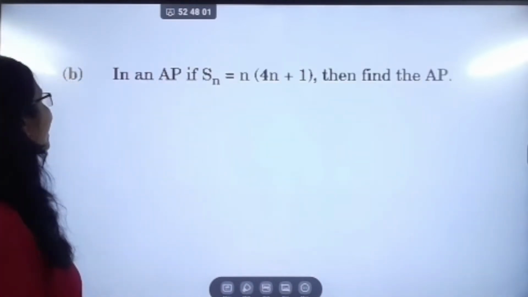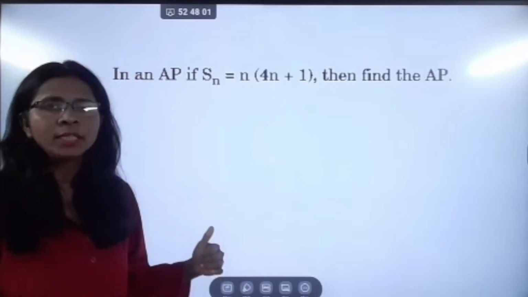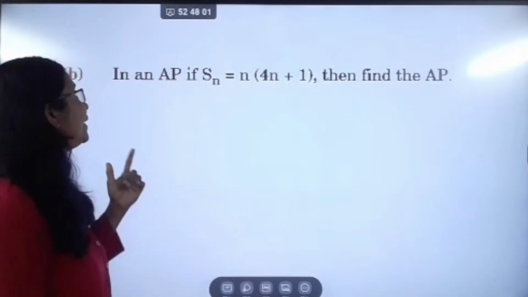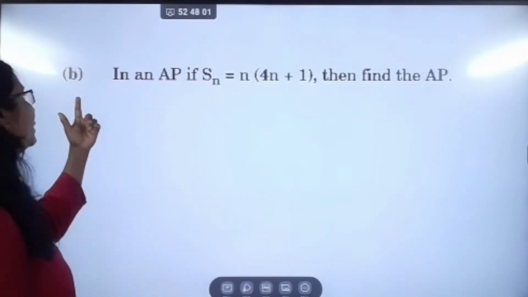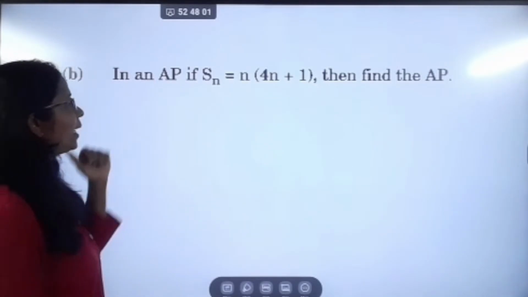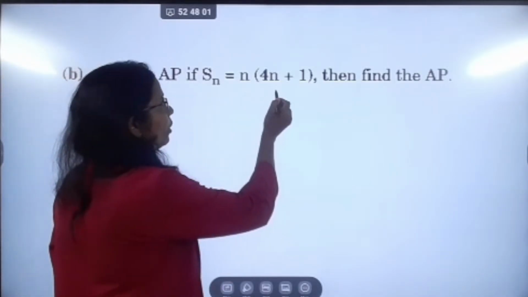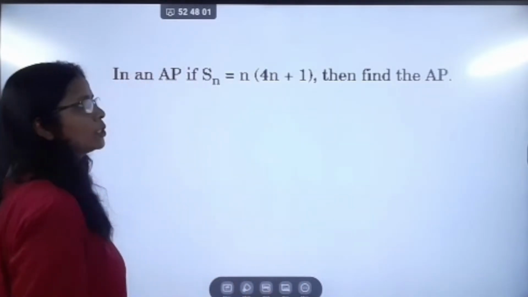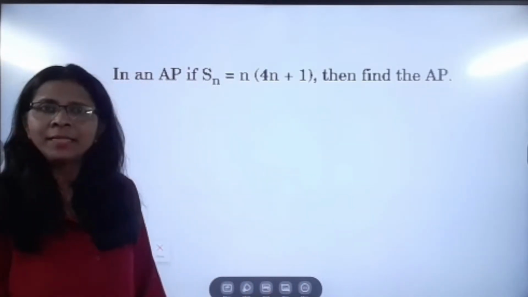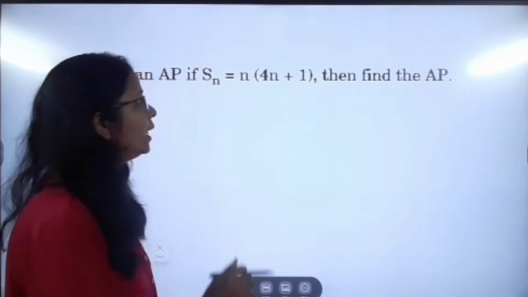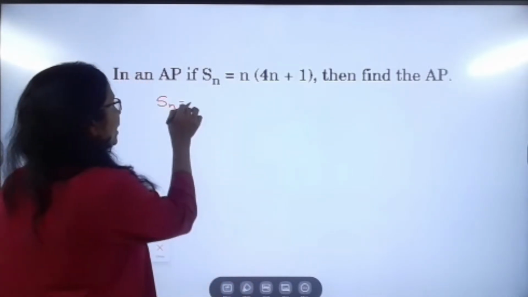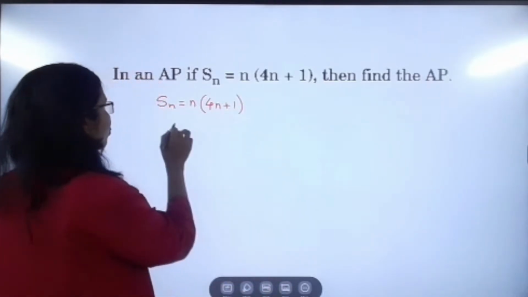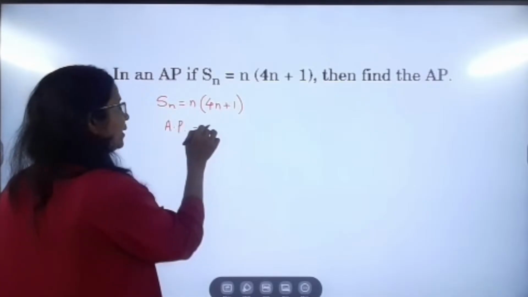The next question is an odd one, written as question number 1 B. In an AP, if Sn is equal to n into 4n plus 1, then find the AP. Here the Sn is given, that is the sum of the n terms is given, Sn is equal to n in the bracket 4n plus 1. Then we have to find the AP.